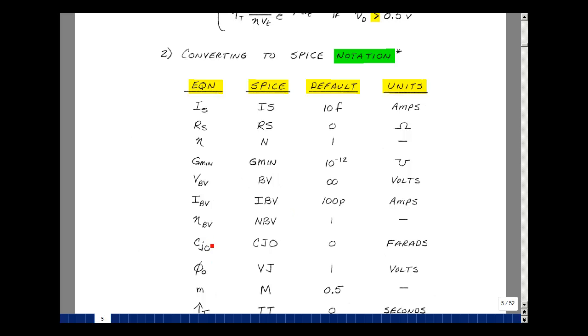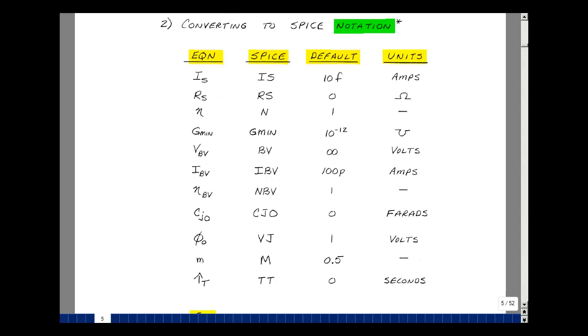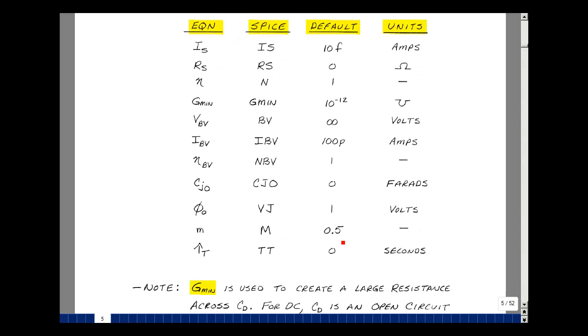The term C sub J0 is CJ0, although you can have an O here instead of a 0, and SPICE or PSpice will accept that. The default value is 0, so we have a perfect diode with no capacitance if we want to see what the effect of capacitance is. The term phi0 is VJ, default value of 1 units of volts. M is M, default value of a half. Tau sub T is TT with a default value of 0.